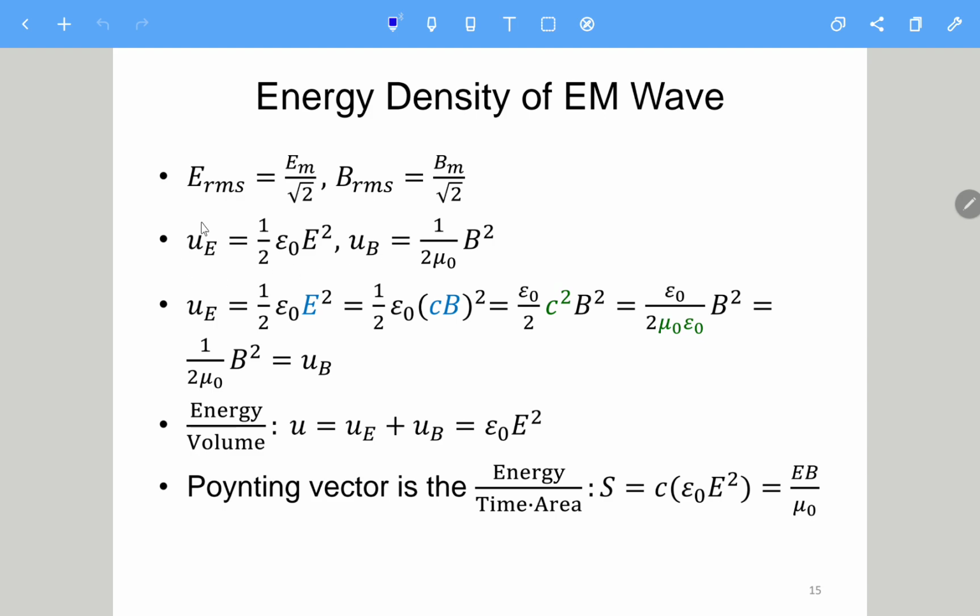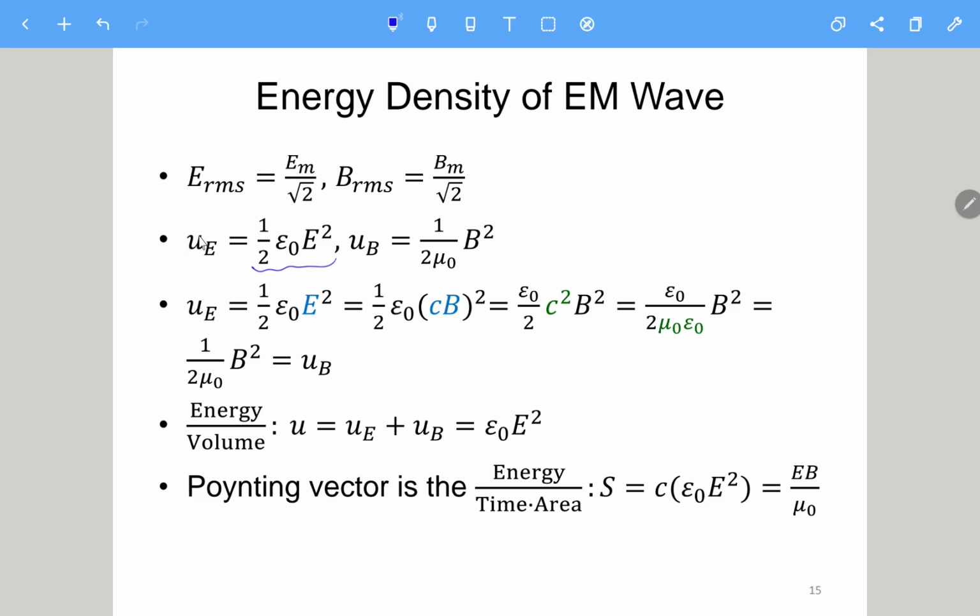Okay, so UE is 1/2 epsilon naught E squared. If you still remember in chapter 25, when we talked about the capacitor, this is the unit. This is the energy per unit volume, UE.